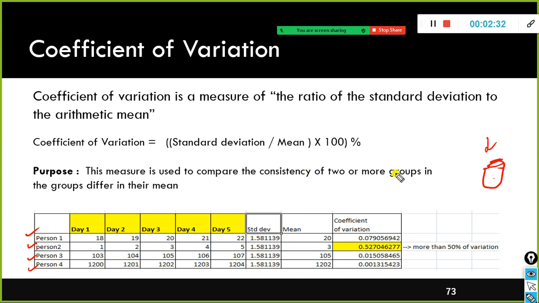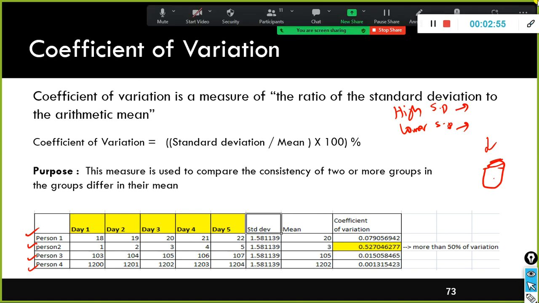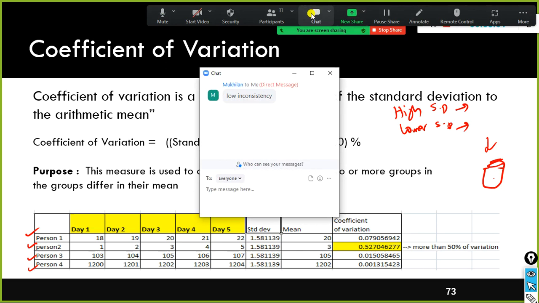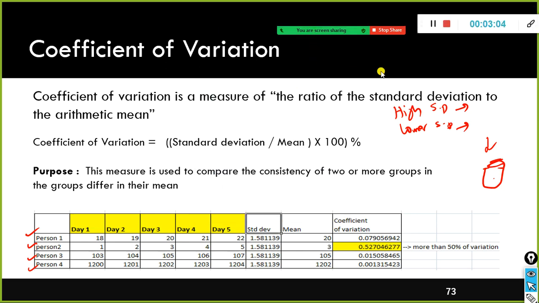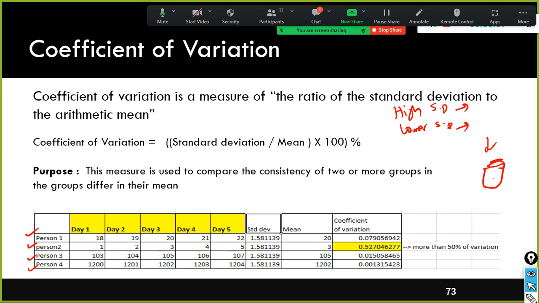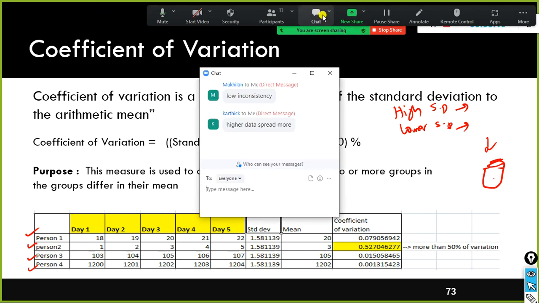So using standard deviation, we are able to find out the variation. A higher standard deviation represents what? And a lower standard deviation? If your standard deviation value is very high, what does it say? If it is very low, what does it say? Let me see how many of you can answer this. Mukhilan says low inconsistency. Higher data spread, more. Okay, Karthik.